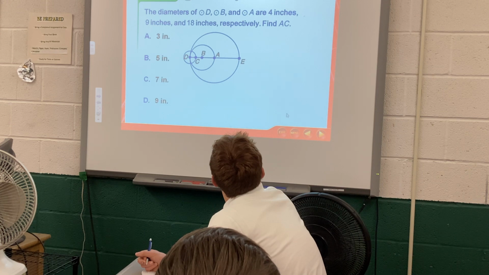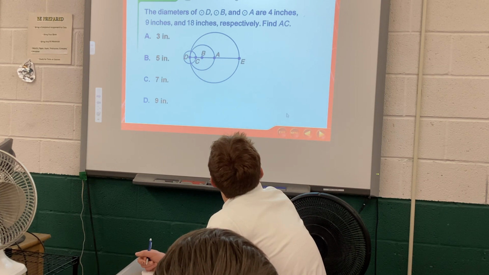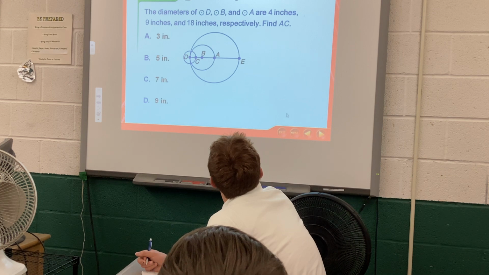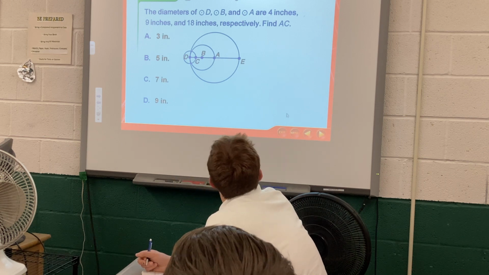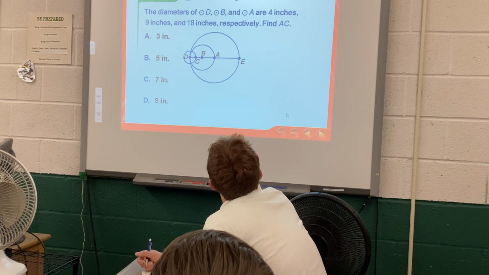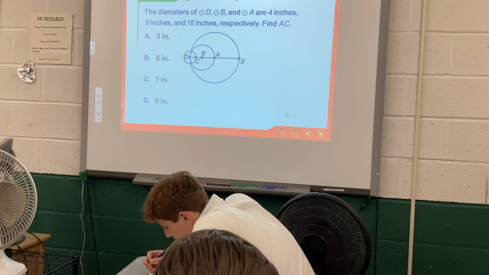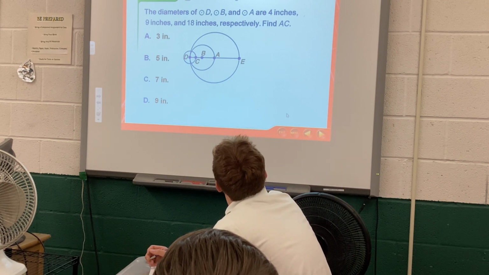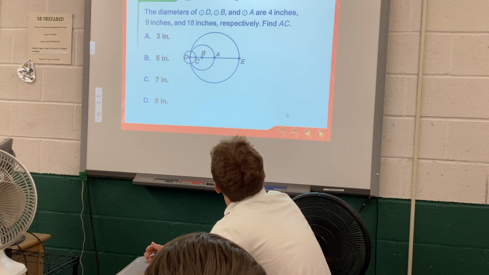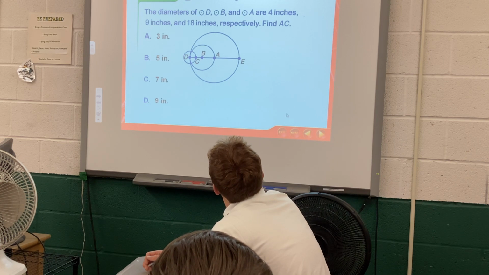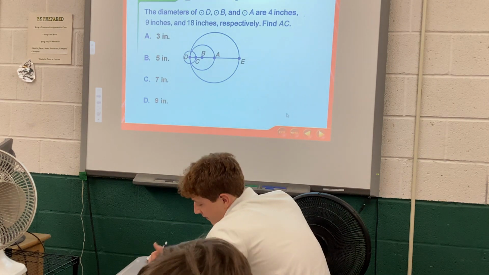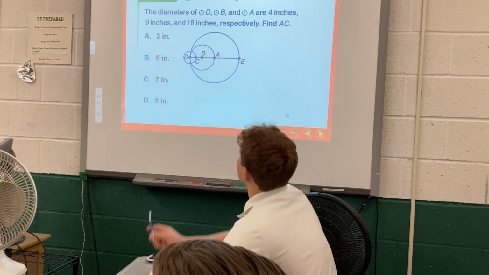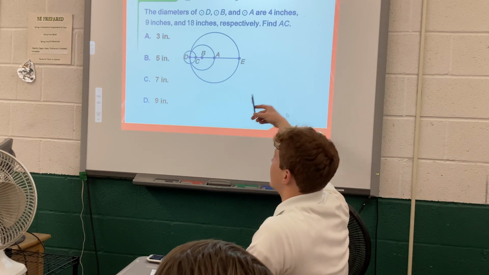The first thing you really have to zone in on is where's AC. That's what you have to think about. Anybody got a guess? 7. Why? Because the whole thing of B is 9, and then it's half of D, and D is 4, so 9 minus 2 is 7. That's what I'm trying to say. Since it's inside of it.